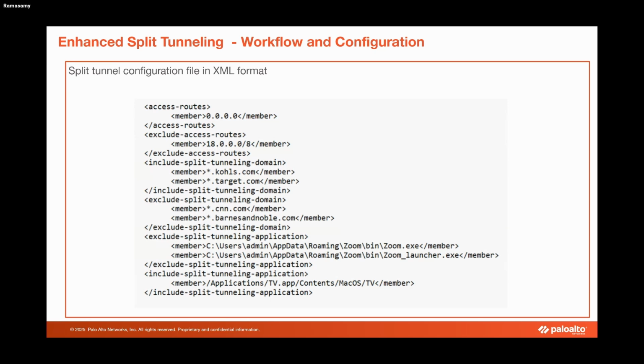This is an example of a split tunnel configuration file in an XML format. I've put a screenshot. You can see the access route, domain names, application path.